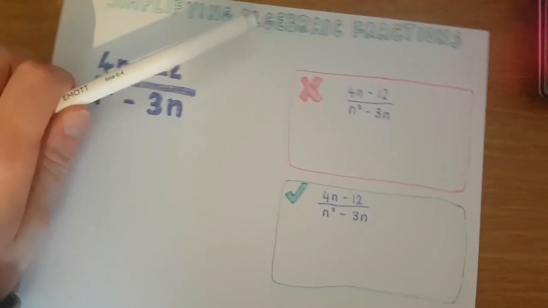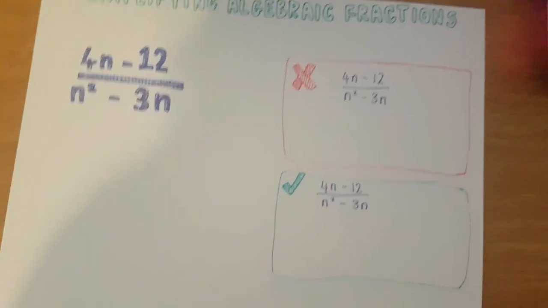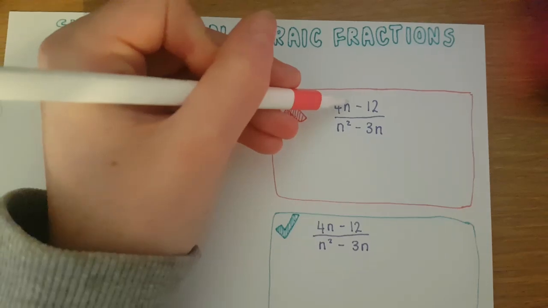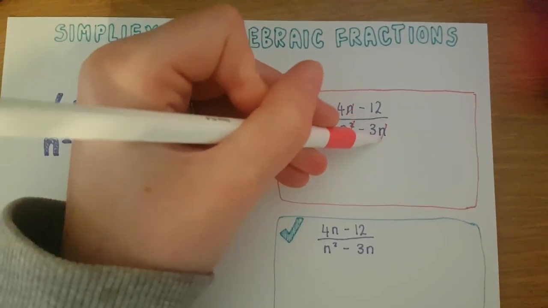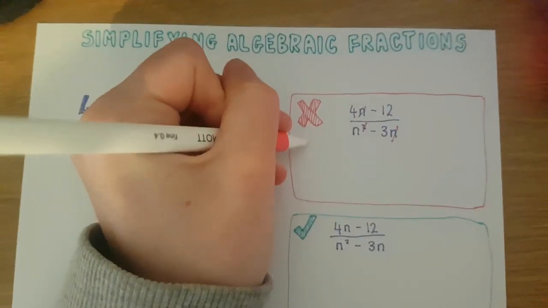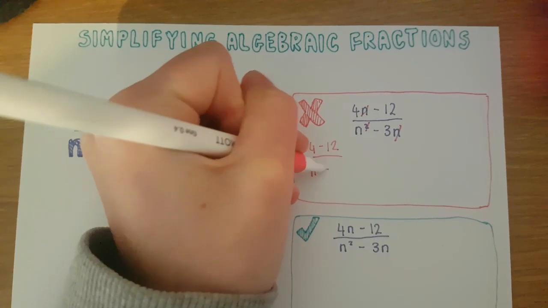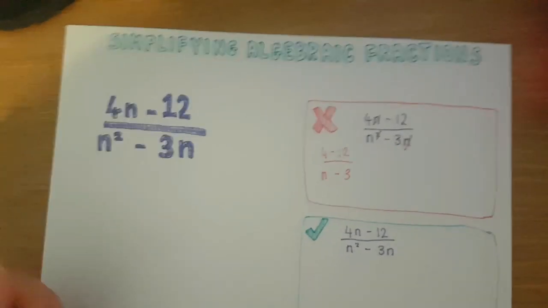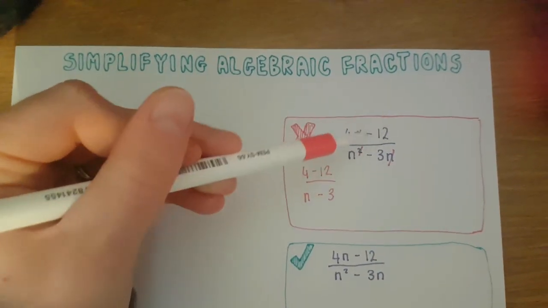So often people will look at this and go, well, I know simplifying means to cancel out any common terms. So they look at the numerator here and say, well, there's an n here, so I'm going to cancel that out. That means that takes away one of the n's here and the n here. So instead I have 4 minus 12 over n minus 3, and then simplify this up here. This would be fine as long as we also included this term here.